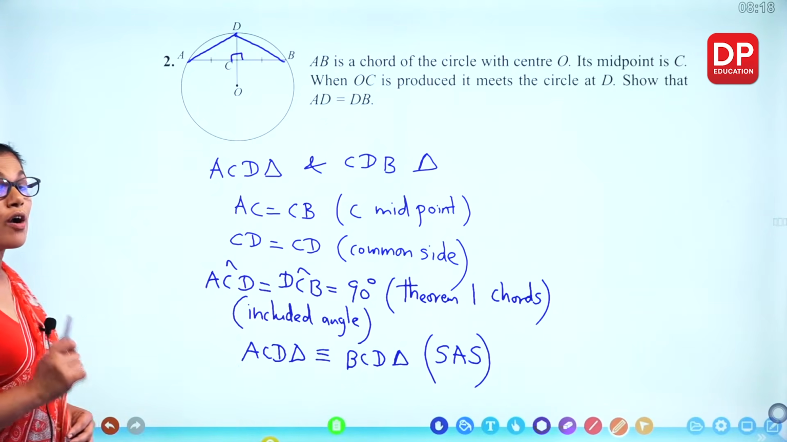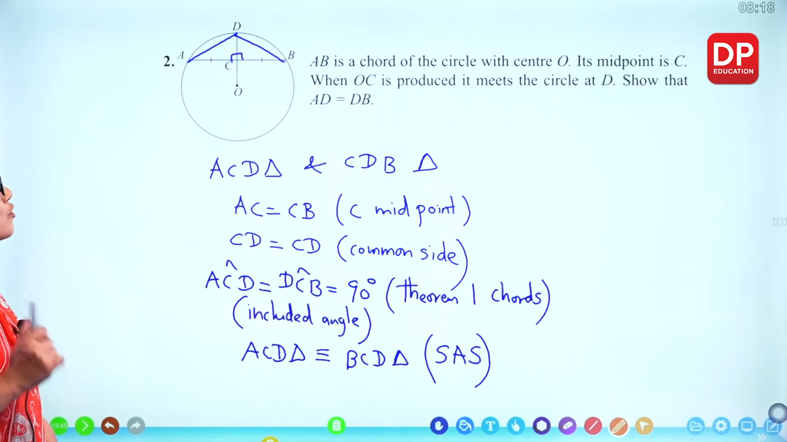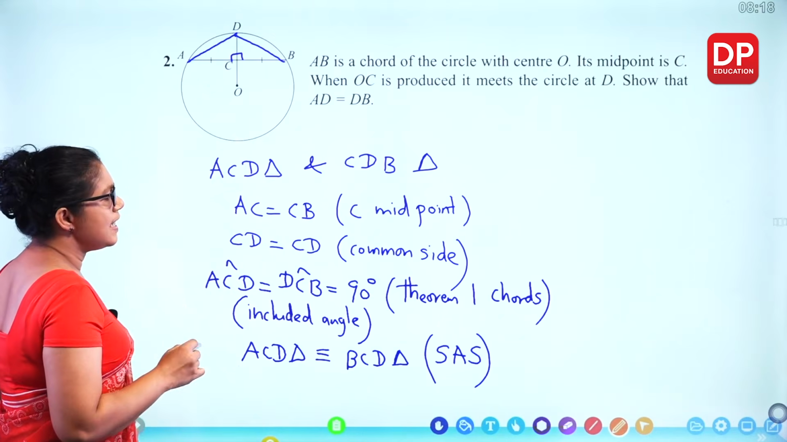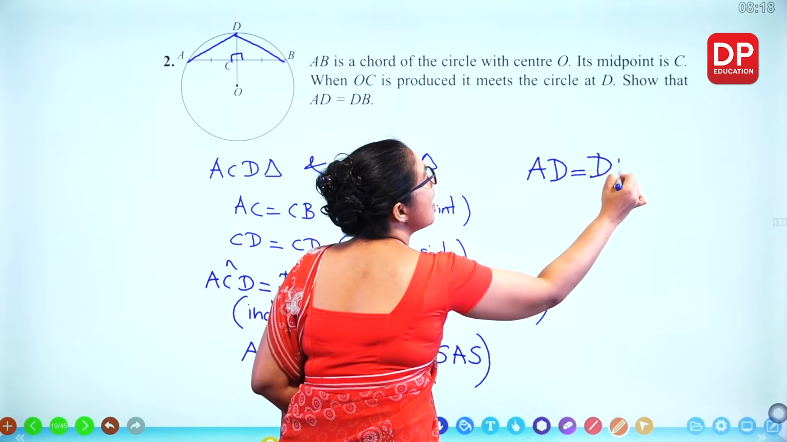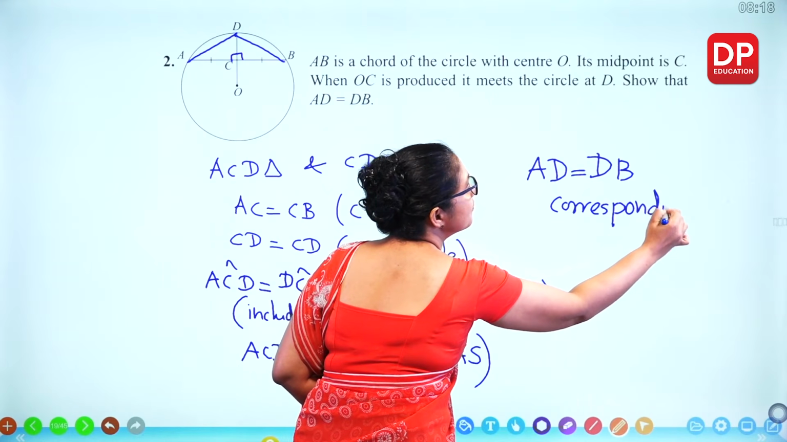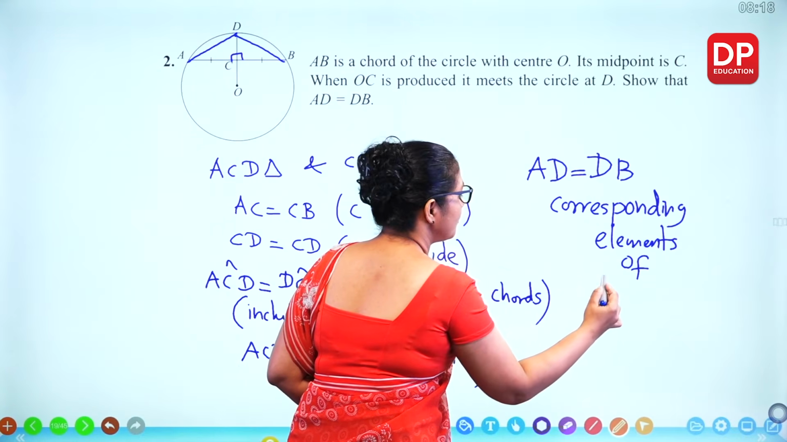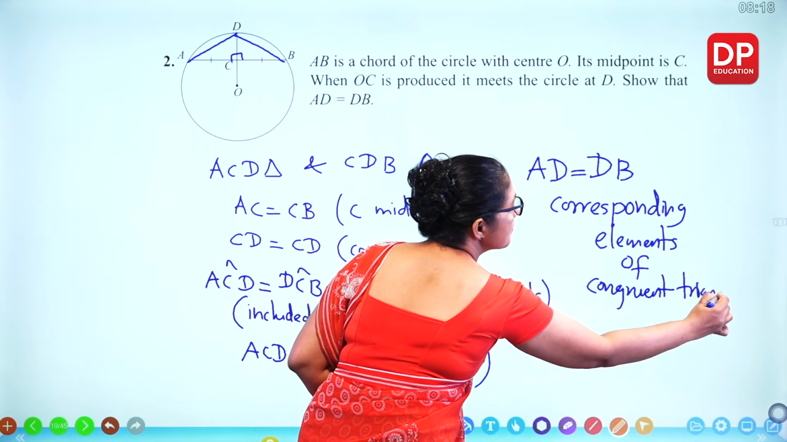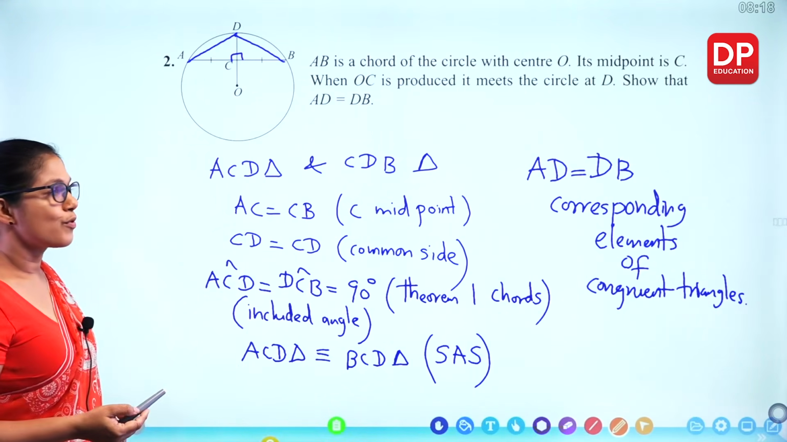So if these two are congruent, what can you say about corresponding elements? So corresponding elements are equal. So when you look at AD and DB, both are equal because those are corresponding elements of the congruent triangles. So here that's what you have to prove.